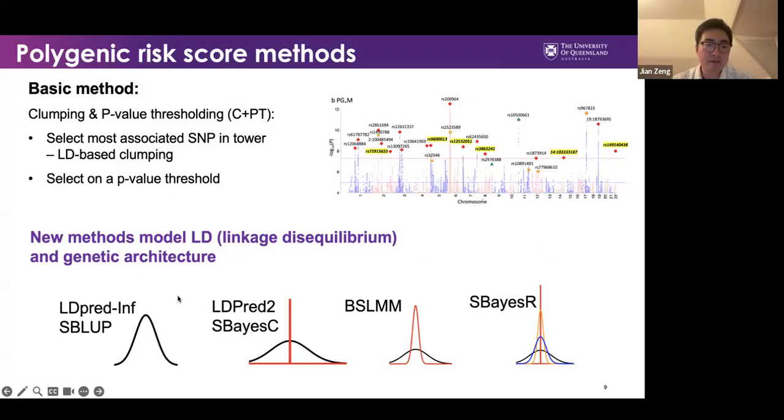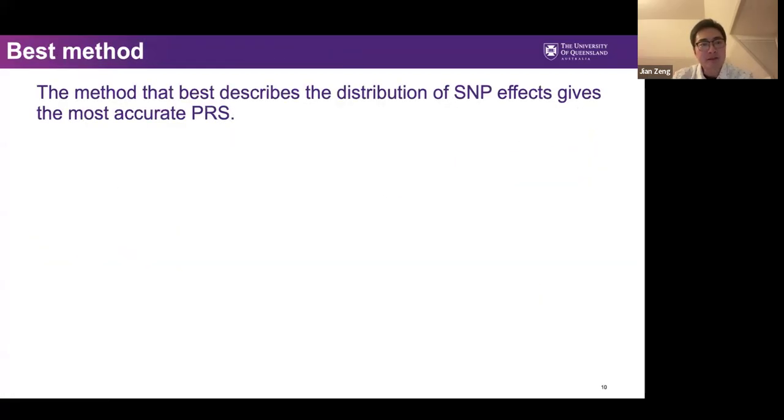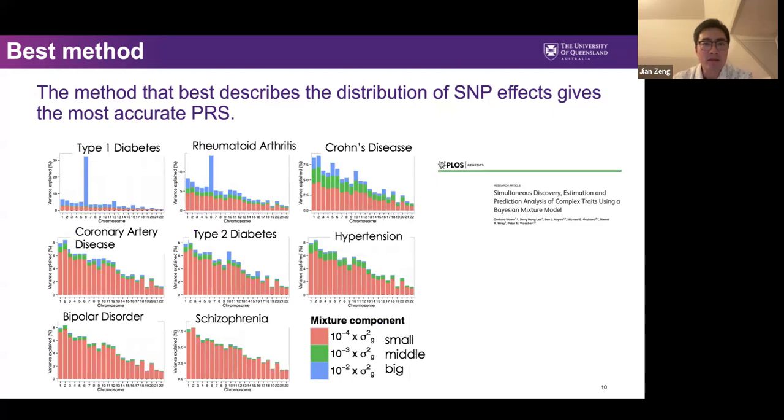Different methods use different prior distributions to account for different genetic architecture. If you use the normal distribution for the SNP effect, that's what LDpred and SBLUP do. Other methods use a mixture distribution of spike and slab, or even a multiple-component mixture distribution. In our experience, the best methods for PRS prediction are the methods that best describe the distribution of SNP effects and are flexible enough to accommodate different genetic architectures of the traits.